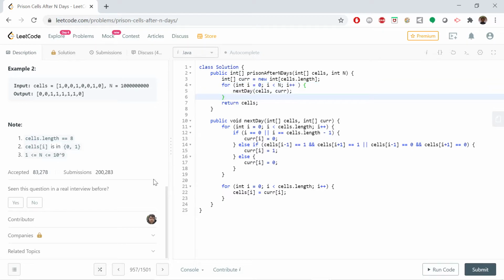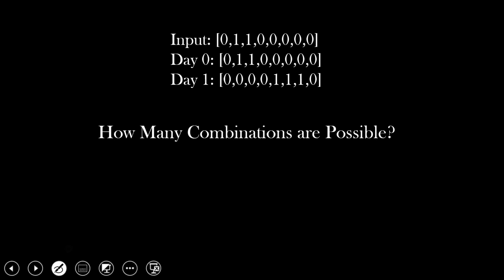I'm going to show you guys on the whiteboard how we can optimize this solution and how we can get a much faster approach. Alright guys, so we know our brute force algorithm is way too slow.